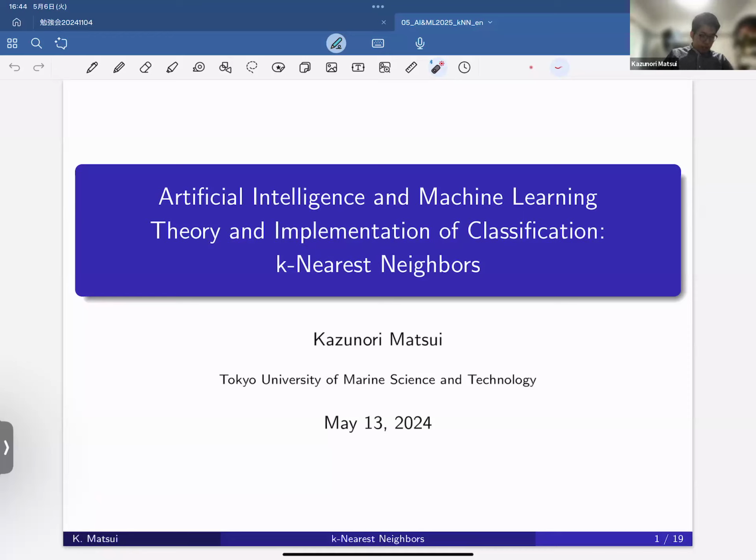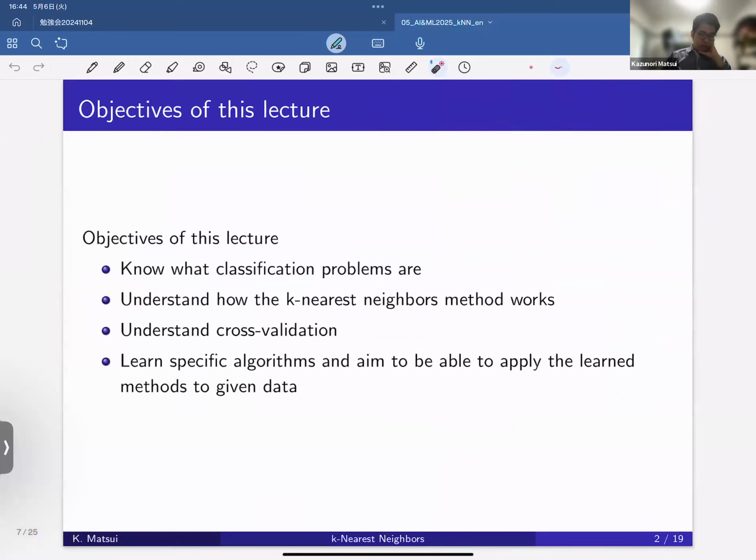Okay, today I will talk about the k-nearest neighbors method. From this lecture, we will consider classification problems. You will learn about classification problems and how to handle them with one approach called the k-nearest neighbors method. Within this method, there are parameters that need to be determined. One approach to determine these parameters is cross-validation, which I will introduce.